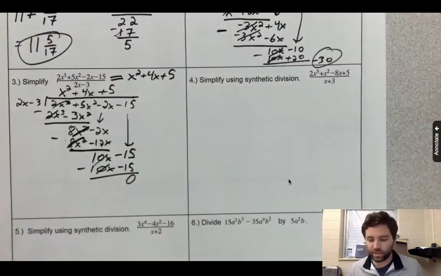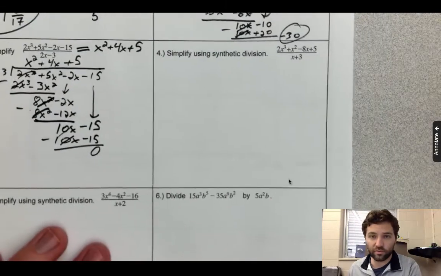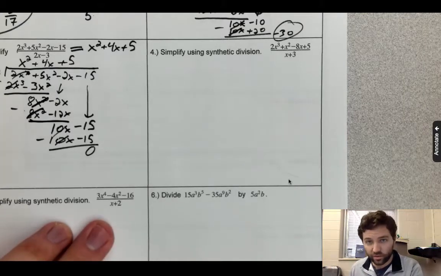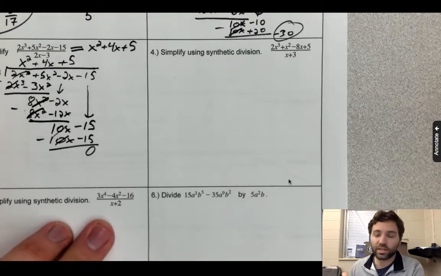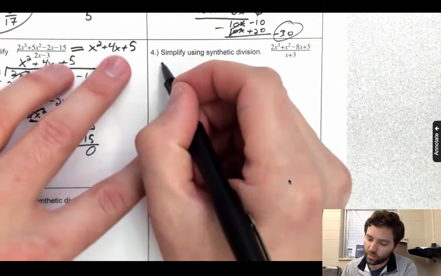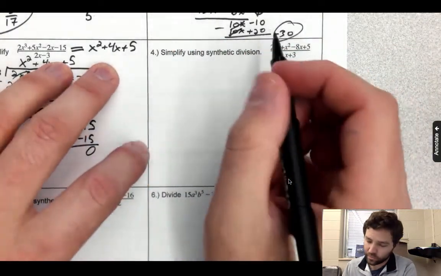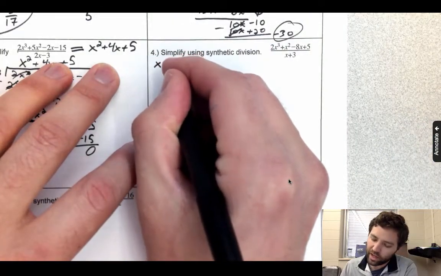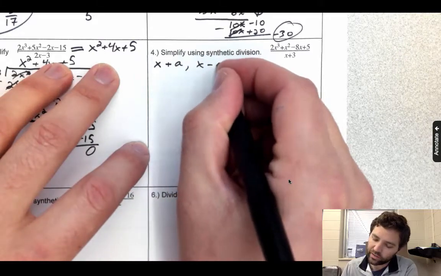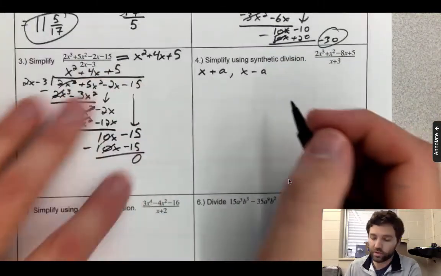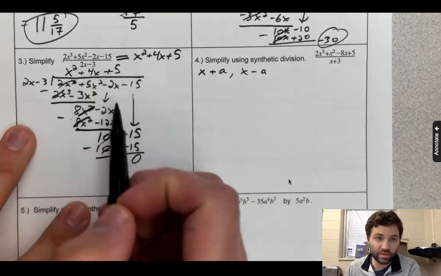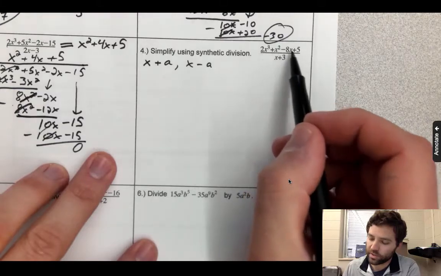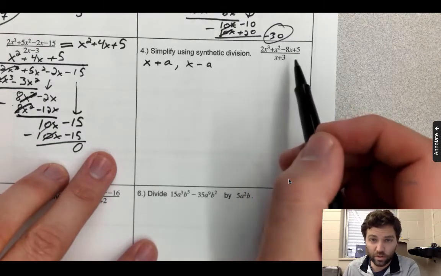Okay, now, the instructions on this one are to use synthetic division. Synthetic division is different. It's completely different, but it's much faster. The thing with synthetic division is that it only works when the divisor is in the format of x plus a or x minus a, all right? So this one, 2x minus 3, we could not have done synthetic division, we would have been stuck with long division, okay? So this one, though, we're taking 2x cubed plus x squared minus 8x plus 5, dividing by x plus 3. So we can use synthetic division.